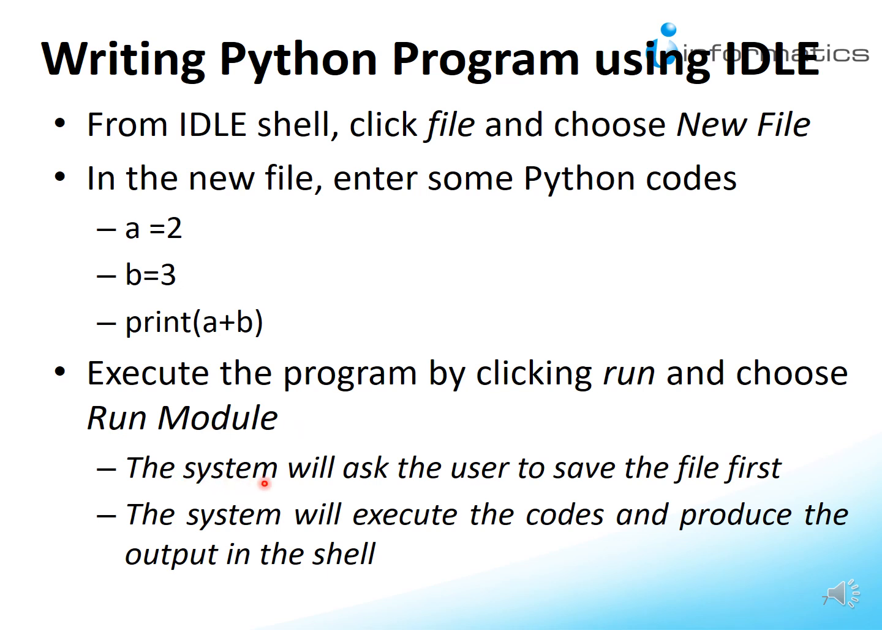The runtime system will ask the user to save the file first. So you save the file and give it a file name, and typically we save the file with the extension py, which stands for Python. After you save the file, the runtime system will execute the code and produce the output in the shell. So the shell is the control center.